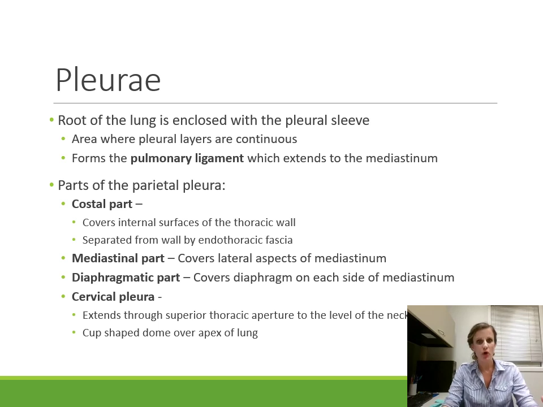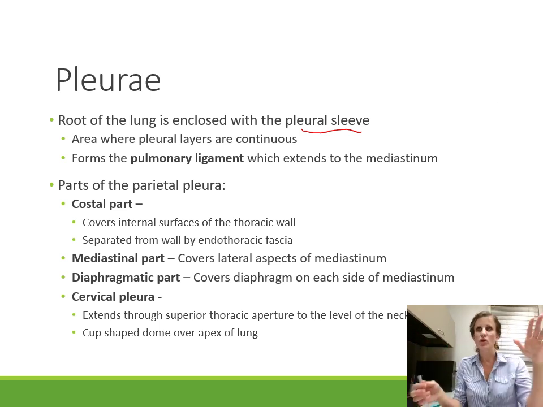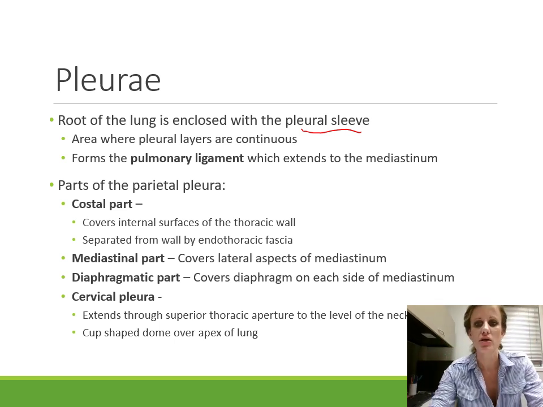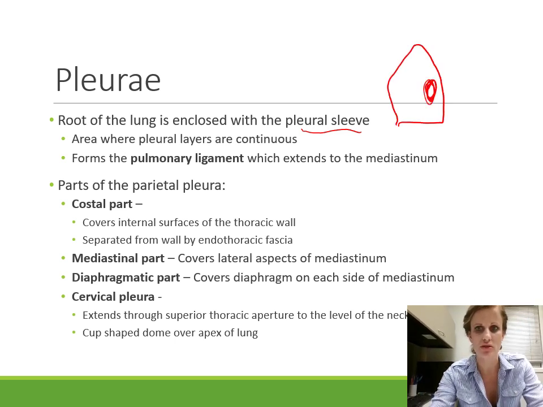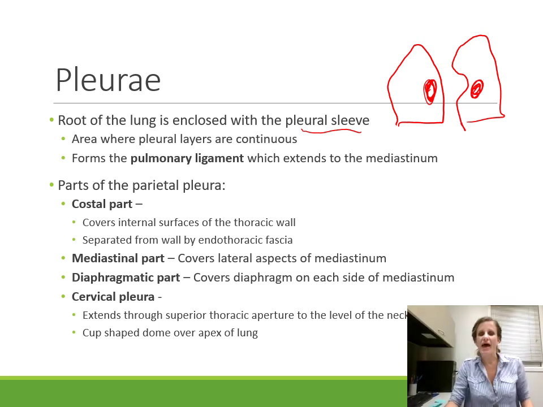So there are multiple parts of the pleura. We can separate the pleura into different regions. First off, there's something called a pleural sleeve. And the pleural sleeve is the area that's enclosing the root of the lung. If you look on the posterior medial regions of the lung, so if this is the lung, but on the back, right around this area, on the back in this area, we have the root.